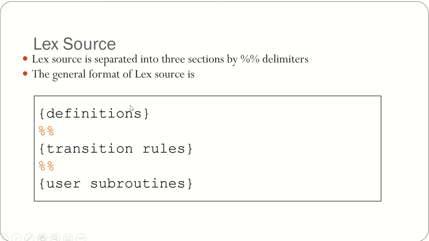This is the format of a Lex specification. Lex source is separated into three sections by the percent delimiter. The general format is like this. You can specify definitions, transition rules, and user subroutines. Let's see an example of this specification.